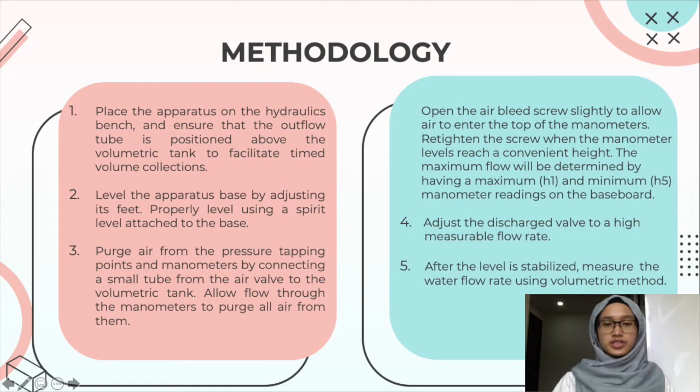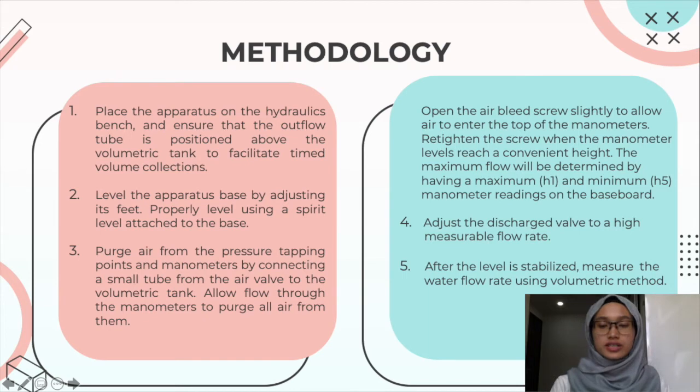The third step, purge air from the pressure tapping points and manometers by connecting a small tube from the air valve to the volumetric tank. Allow flow through the manometers to purge all air from them. Slightly open the air bleed screw. Retighten the screw back when the manometer levels have come to a convenient height. The maximum flow will be determined by having a maximum H1 and minimum H5 manometer readings.